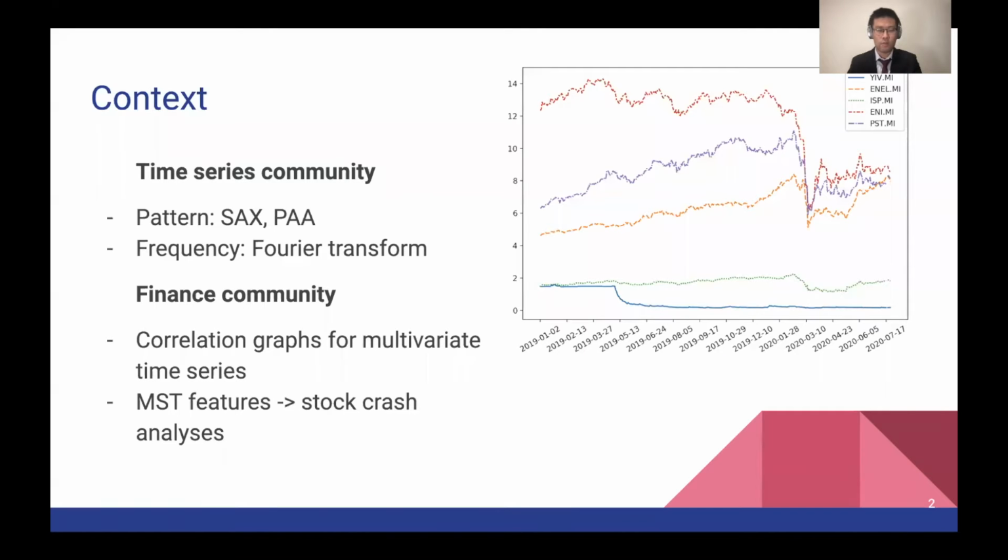To start, please let me introduce the context. In the database community, researchers analyze time series with two well-known established branches. One is based on patterns like SAX, PAA. Another branch studies the frequency of time series, in particular using the Fourier transform. However, little is known in the finance community.